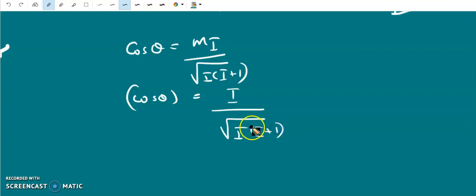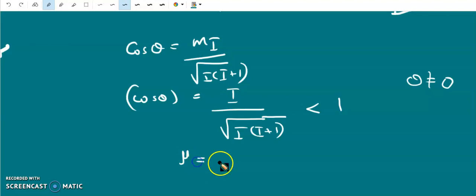But root of I into I plus 1 is slightly greater than I, and therefore I by root of I into I plus 1 is less than 1. So cos theta is never equal to 1 and theta is not equal to 0. That means the angular momentum vector will never point parallel or anti-parallel to the field. And we have seen that mu, the magnetic moment due to this spin angular momentum of the nucleus, is the gyromagnetic ratio times the angular momentum.